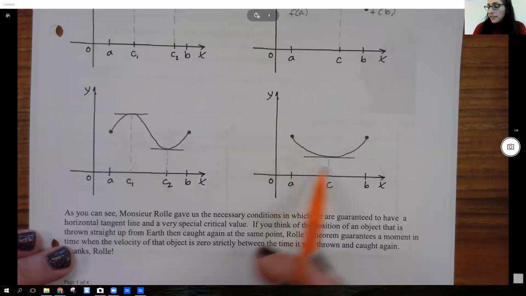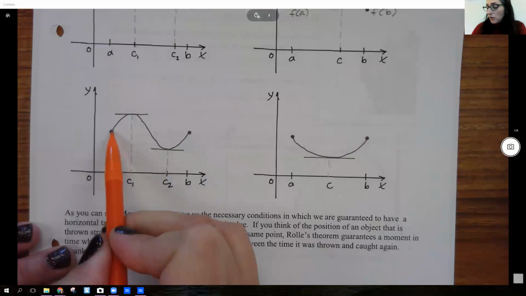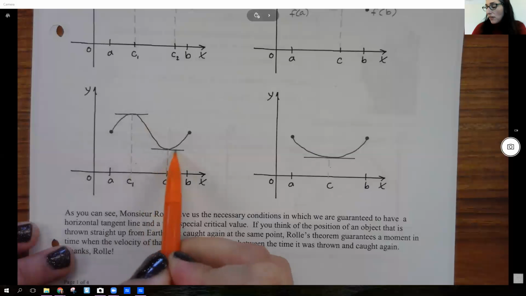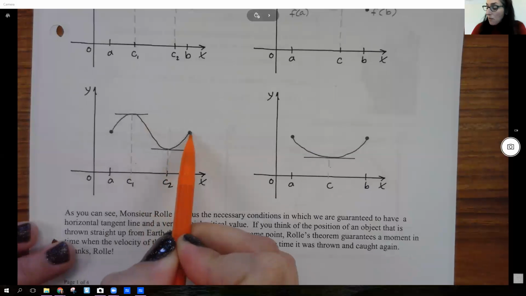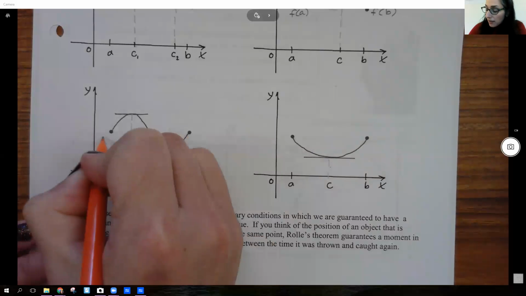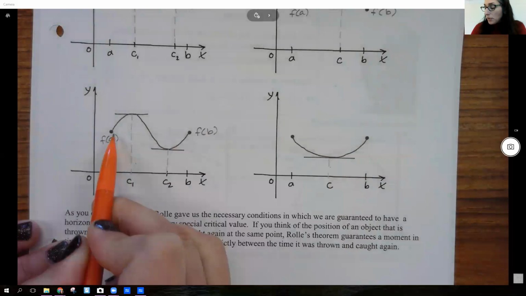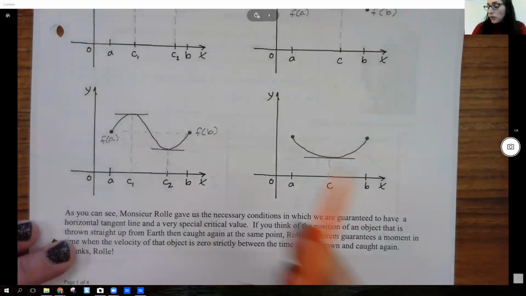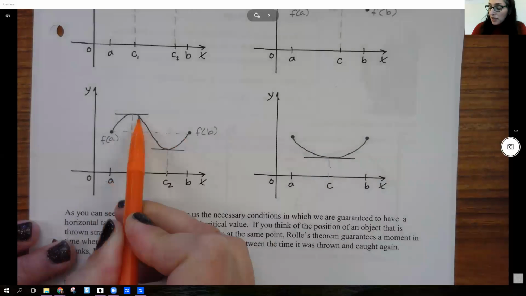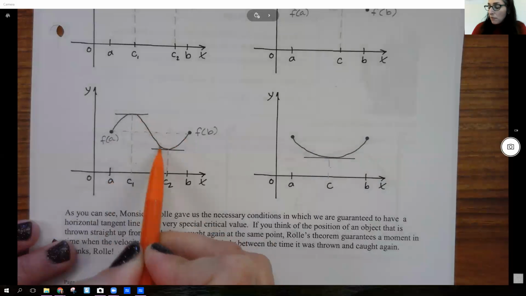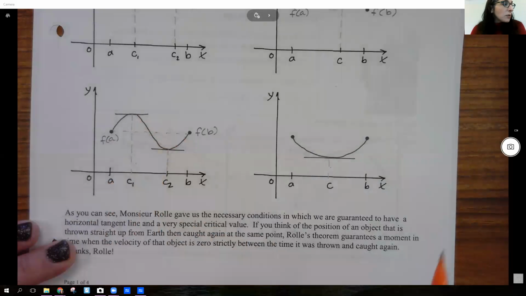Here's 2 more. Same idea. This one goes up, dips way down, and it has to end at the same y value that you started at. So this is the f of A, and here's the f of B. These have to be at the same height. So therefore, somewhere along the line, you must have had a maximum, and this one also has a minimum where the derivative equals 0.